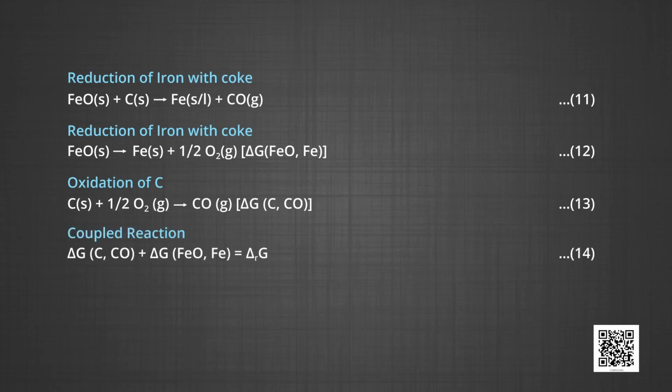When both the reactions take place to yield the equation number 10, the net Gibbs energy change becomes delta G carbon to carbon monoxide plus delta G iron oxide to iron, giving us delta G formation. And naturally, the resultant reaction will take place when the right hand side of the equation number 14 is negative.